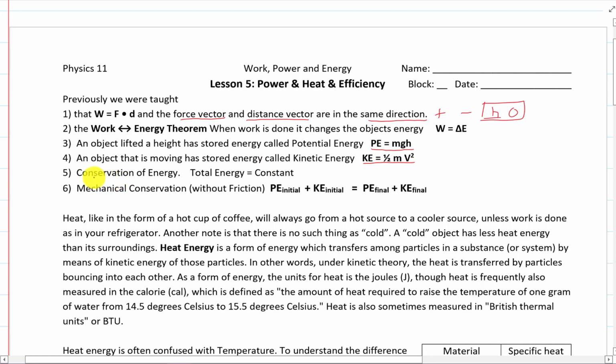The conservation of energy says that the total energy is constant. So when we add up for mechanical energy, the potential energy plus the kinetic energy at position A would also be what the potential and kinetic must equal in position B.